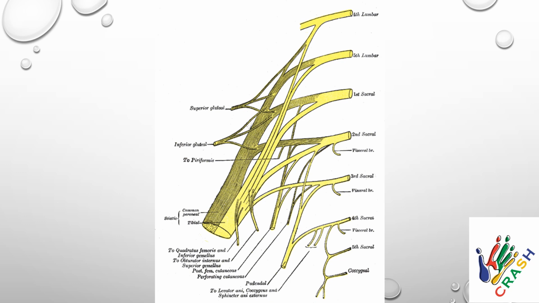The other nerves which come out from the sacral plexus are the superior gluteal, the inferior gluteal, the nerve to piriformis, nerve to quadratus femoris, obturator internus, and the pudendal nerve. All the nerves emerging from the sacral plexus exit from the pelvis through the greater sciatic foramen.